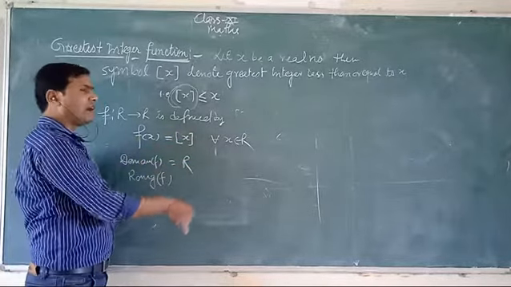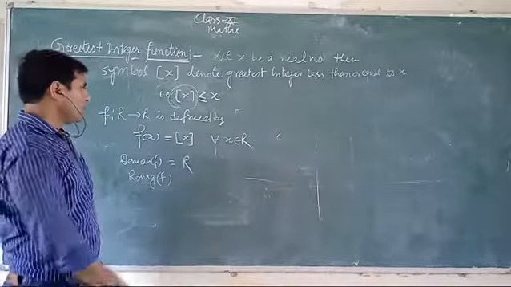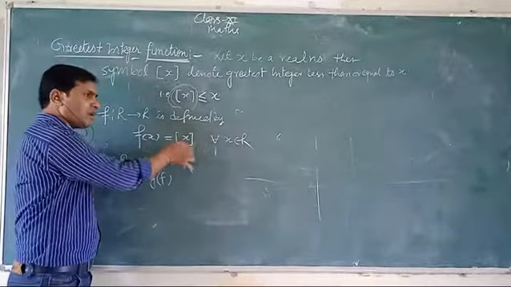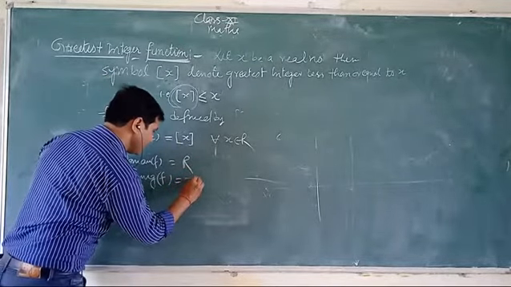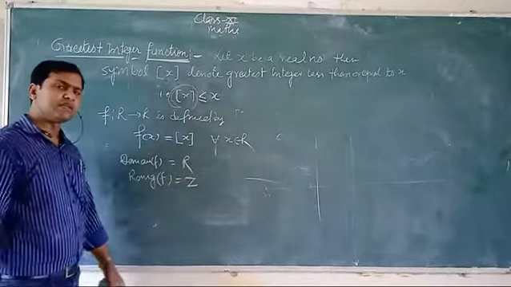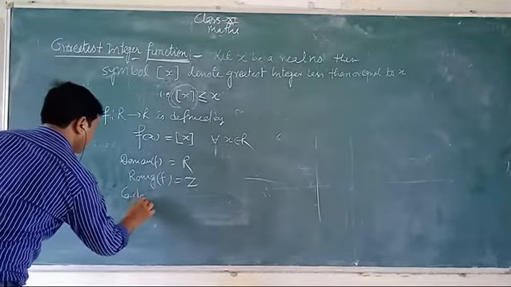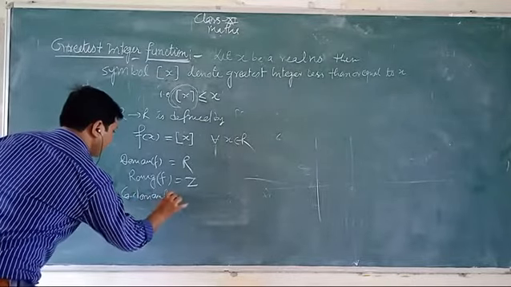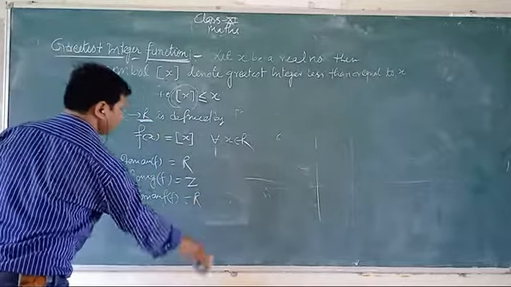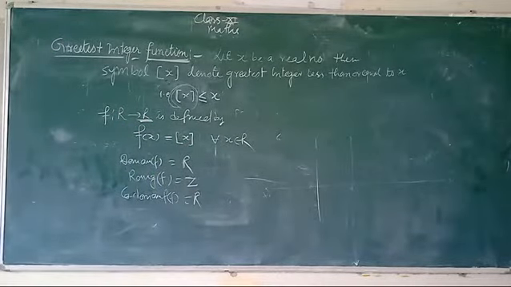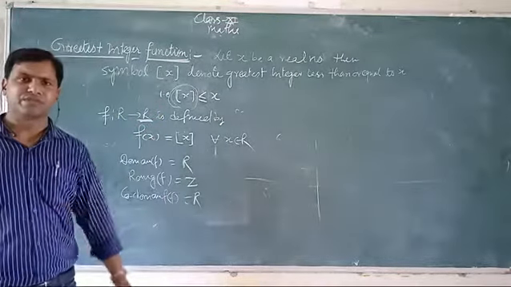You are getting, I have written here, यानी इंटीग्रल वैल्यू, यानी set of integers. Okay, it is the set of integers. Now the codomain of f is equal to R. Okay, now let us start the graph of the greatest integer function.